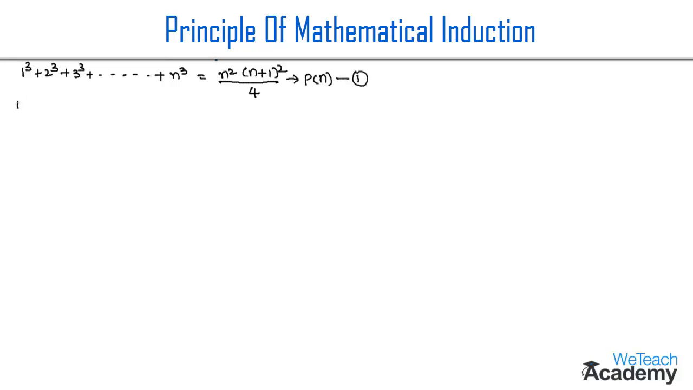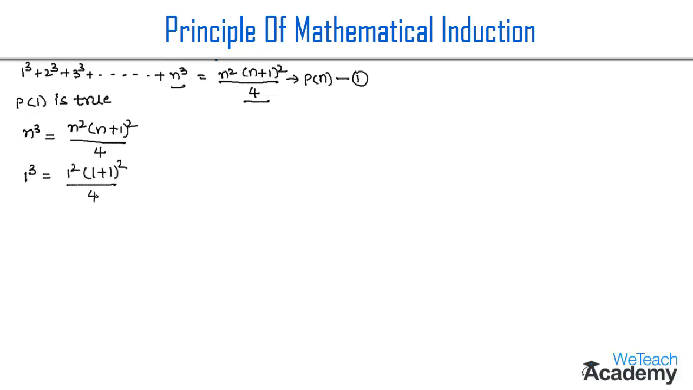First let us prove P of n is true by substituting n equal to 1. n cube is equal to n square into (n plus 1) whole square divided by 4. So by substituting here we get 1 cube is equal to 1 square into (1 plus 1) whole square divided by 4. So we get here 1 cube as 1, and 1 square is 1, and 1 into (1 plus 1) whole square would be 2 square, which implies 4 divided by 4. Here 4 and 4 get cancelled in the numerator and denominator and we get 1 is equal to 1. As here LHS is equal to RHS, we can say that P of 1 is true.